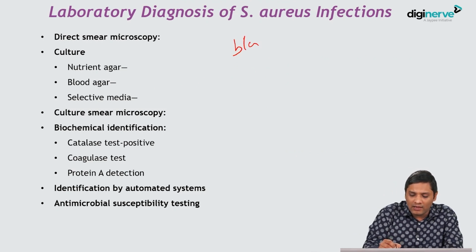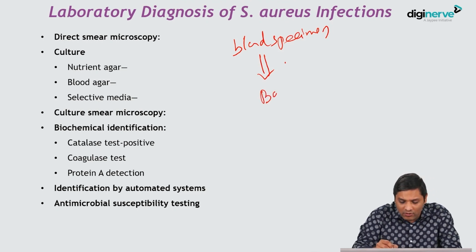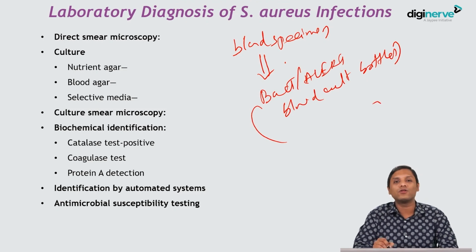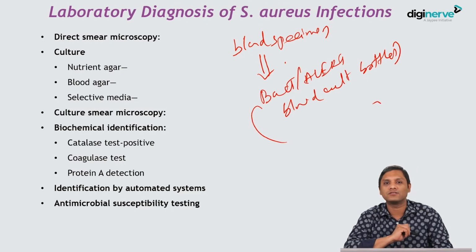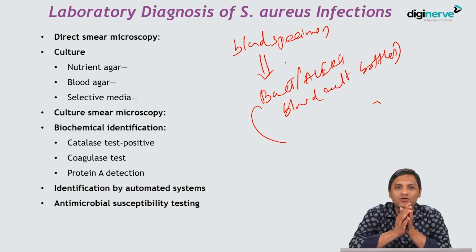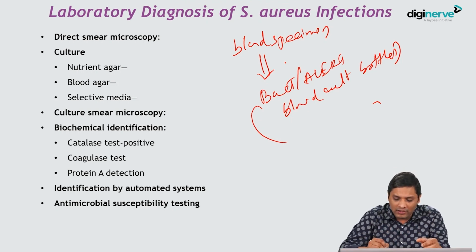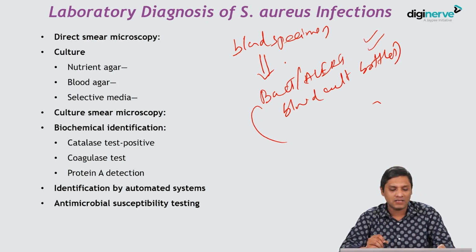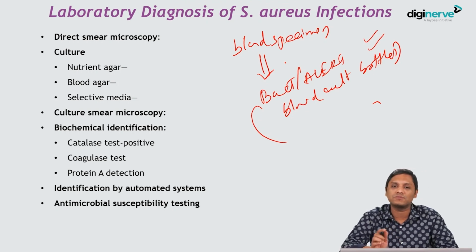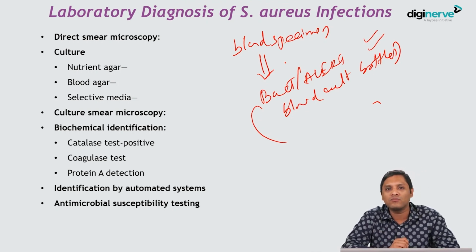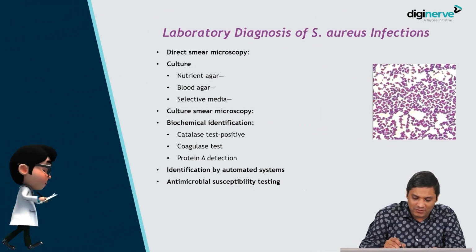Suppose you take a blood specimen, then it should be directly inoculated into a blood culture bottle like Bactec or any other blood culture bottle. For a blood specimen alone, you cannot do a direct subculture onto the blood agar. First you have to enrich them by inoculating into blood culture bottles. Once they flag positive, they can be subcultured onto the blood agar. So these are the various clinical specimens.